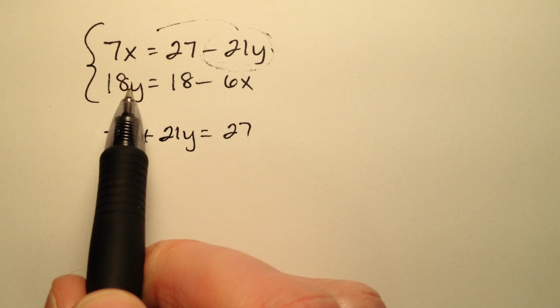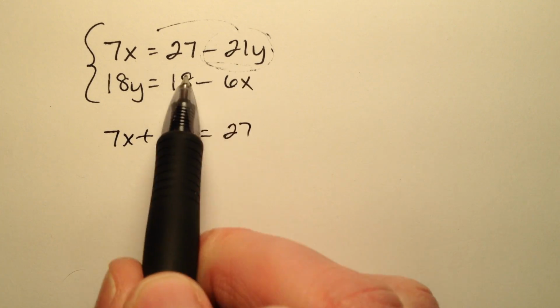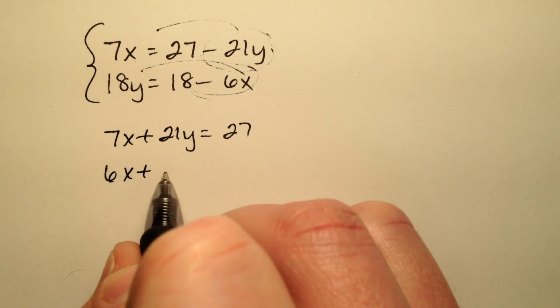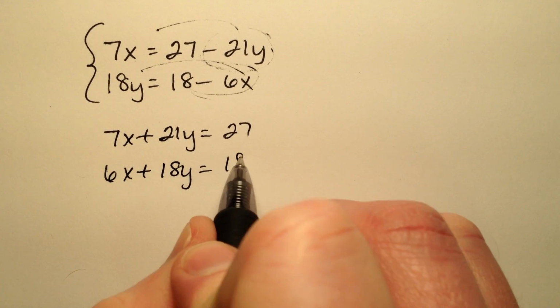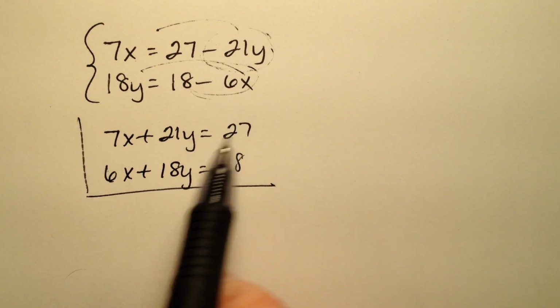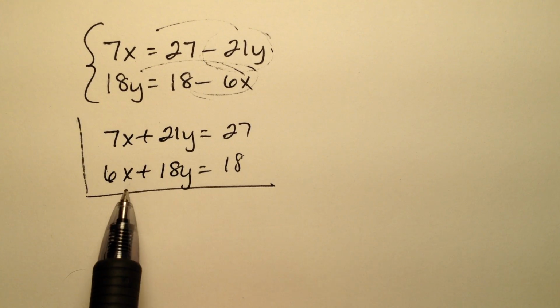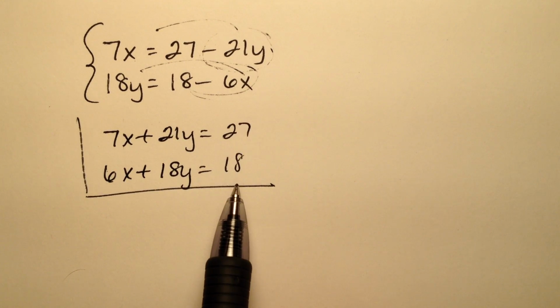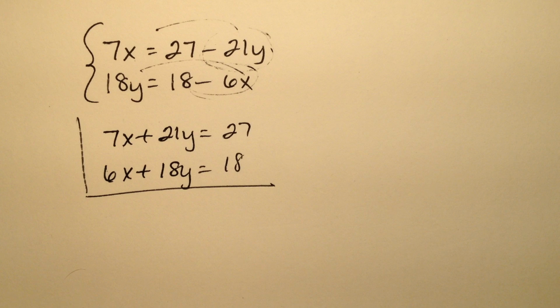And the bottom equation, looks like my y is already on the left, but I'll need to bring this negative 6x over as a positive 6x. Okay, so I have now both of these equations written, and they're in standard form, so my x's line up, my y's line up, and my constants over here on the right side line up.